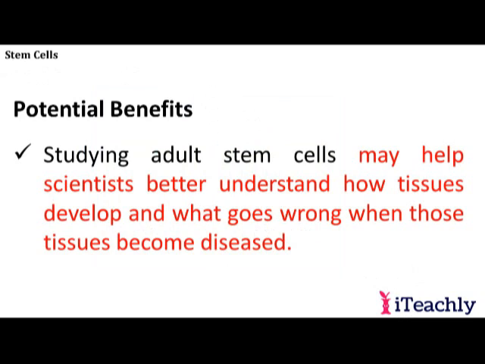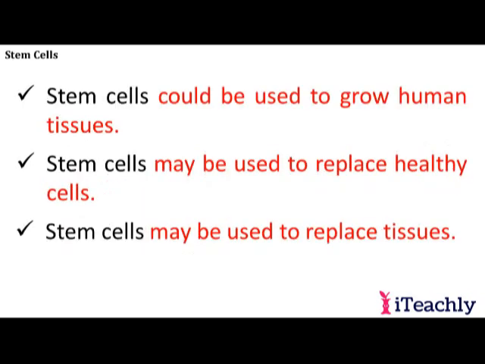So, potential benefits, please write this down, that when we study adult stem cells, we can better understand how these tissues develop and what goes wrong when they become diseased. In order to treat a disease, we have to know what we're up against. So one of the benefits of stem cells is that we begin to see how these tissues develop. We can possibly use them to grow human tissues, to replace human tissues, and replace those specific tissues that we don't generally replace. So please copy all of those down.